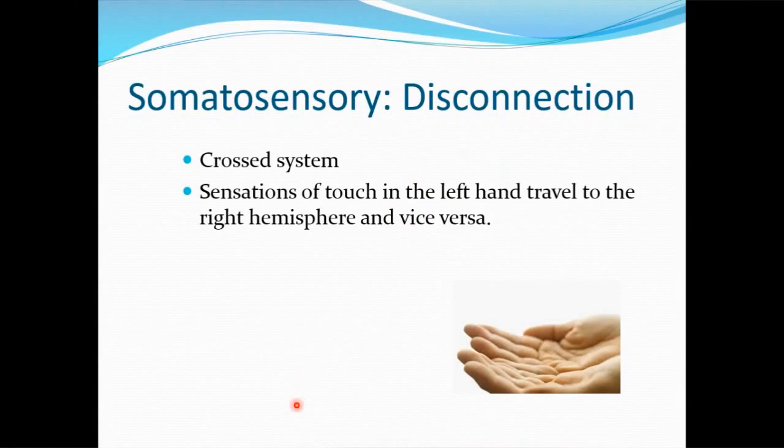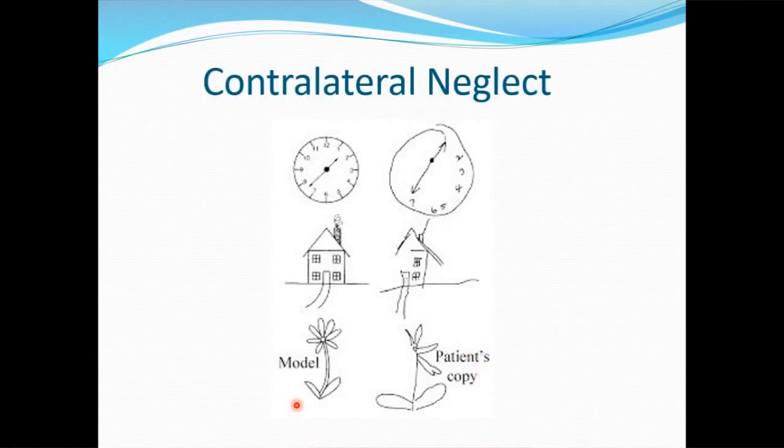Now, the somatosensory system is crossed, so sensations of touch in the left hand travel to the right hemisphere and vice versa. Here's an example of somebody who has contralateral neglect. A normal person would draw it like this, but this is actually the model from which the person drew it. They were asked to draw this, and they drew that. This is a person with contralateral neglect. Okay. People like this also tend to ignore the left side of their bodies. So they'll walk to a door and knock their hand on the side of the door, that kind of thing. Okay.